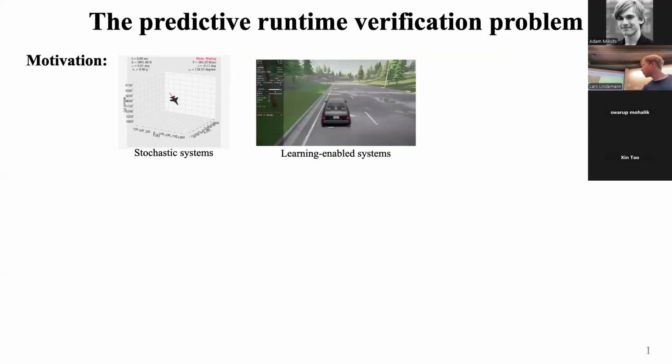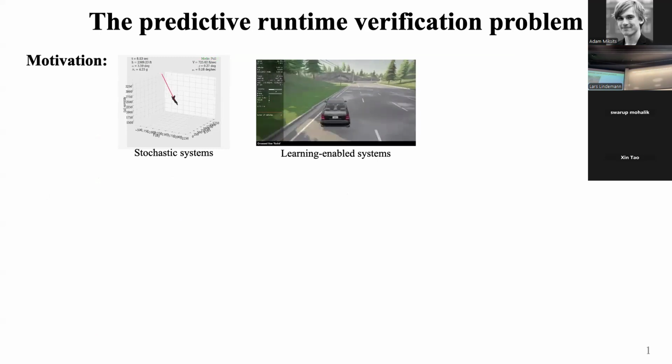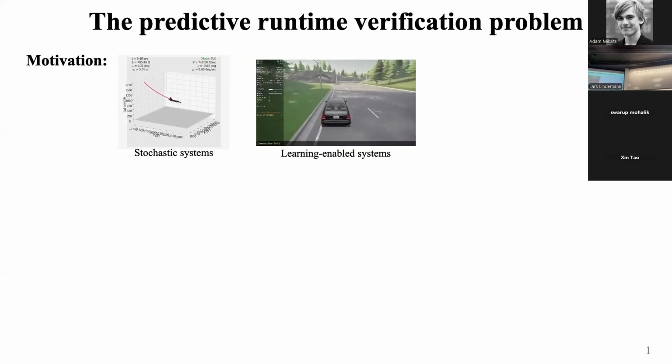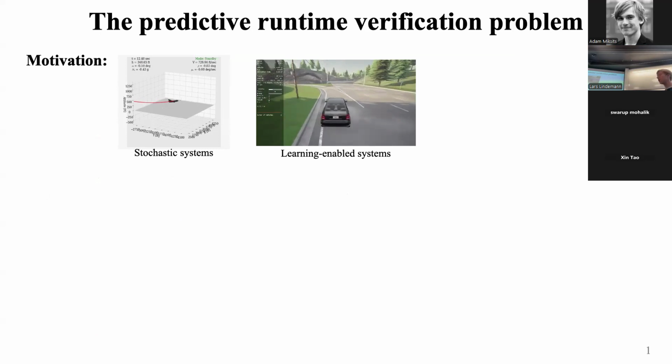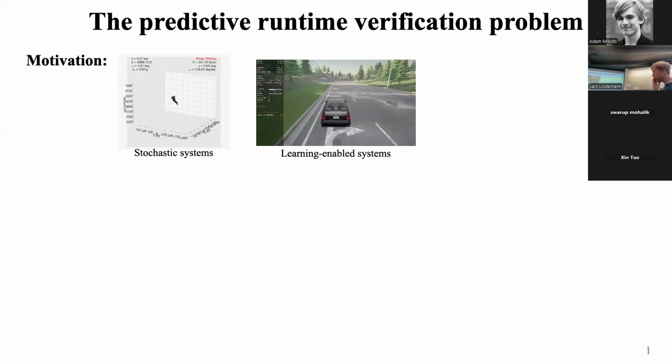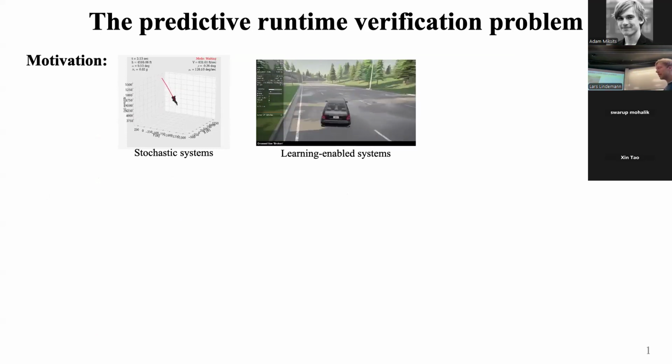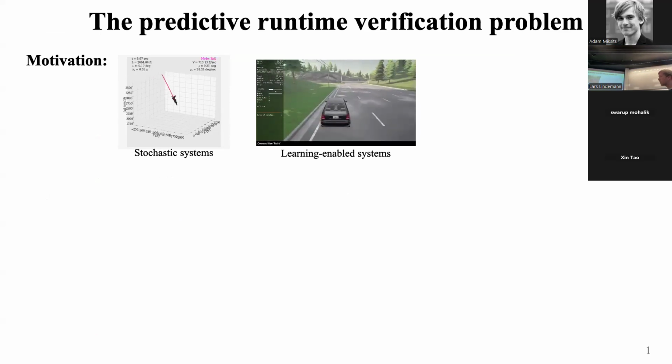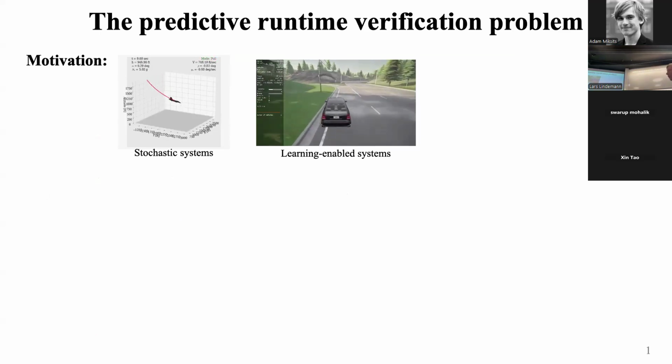We're going to talk about predictive runtime verification, and this is something that is not directly related to control. So we're talking more about formal verification now. What we want to do, or what we're motivated by, is that we want to look at systems such as this F-16 aircraft or this car.